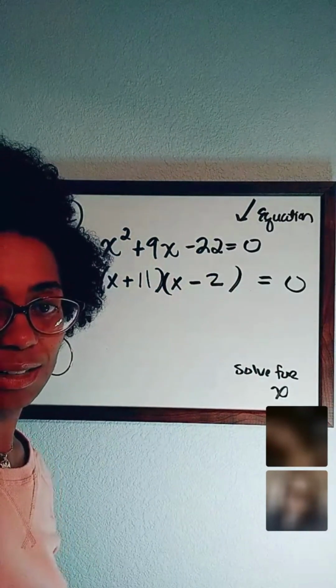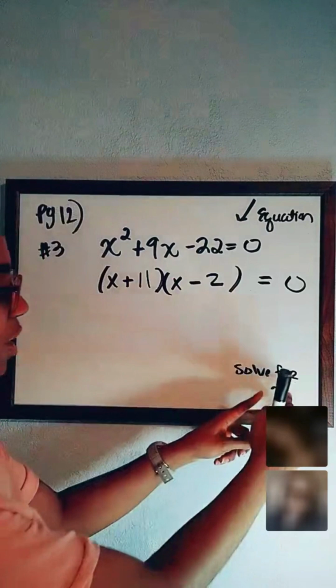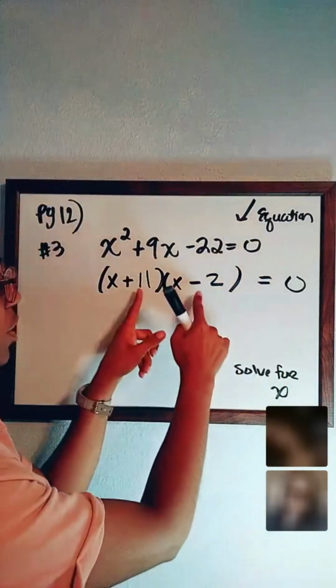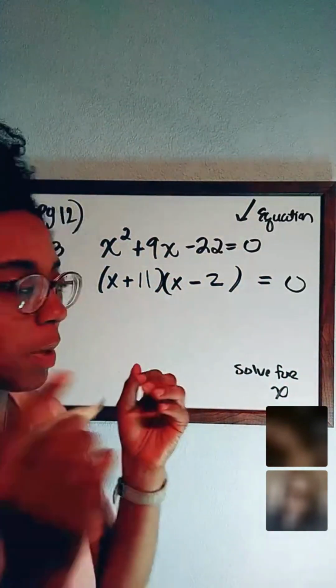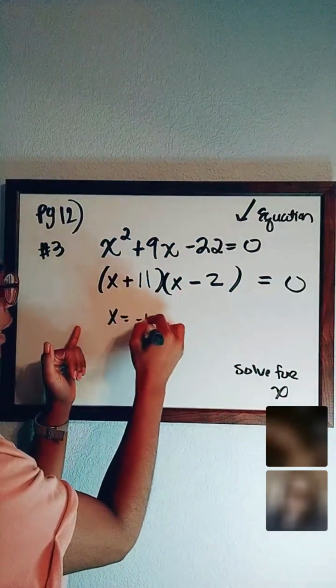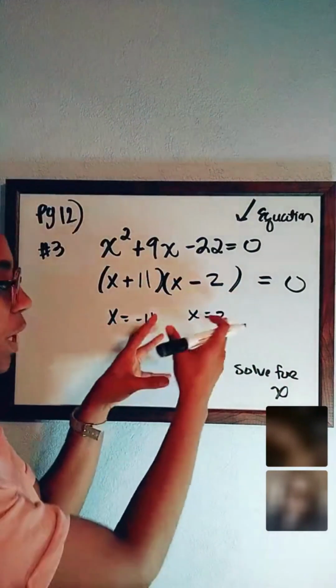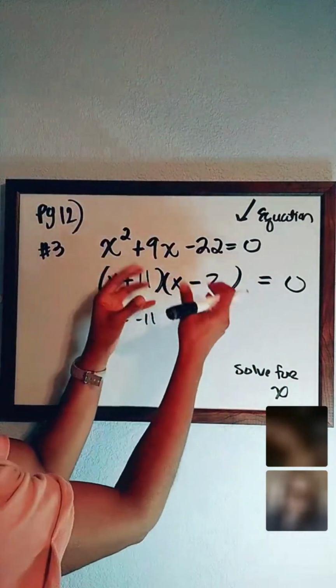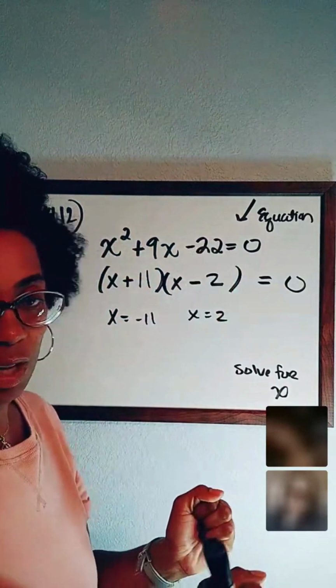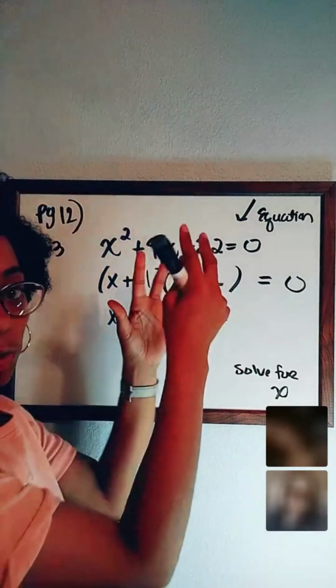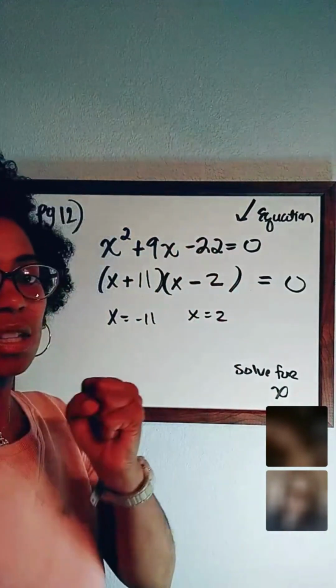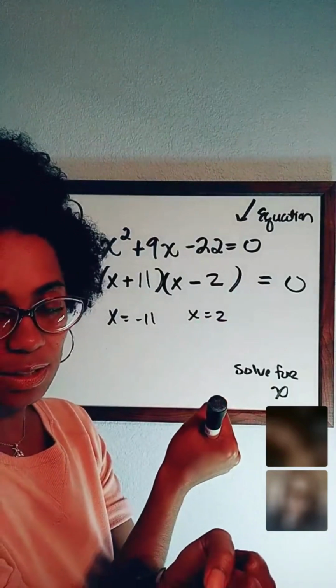Right. Janisha got it. But now I need to solve for x because it's equal. So all you got to do is remember that x is equal to negative 11 and x is equal to 2. Whenever you take them out from where they are, the opposite thing happens to them because they're still inside the parentheses. So when you take them outside of the parentheses, it's going to reverse the signs. Does that make sense?